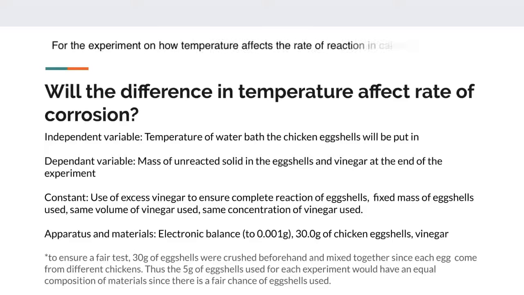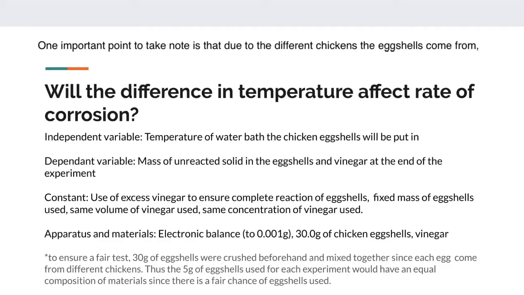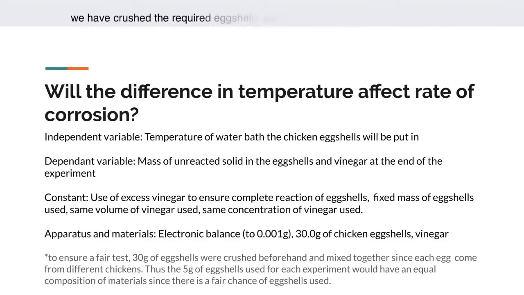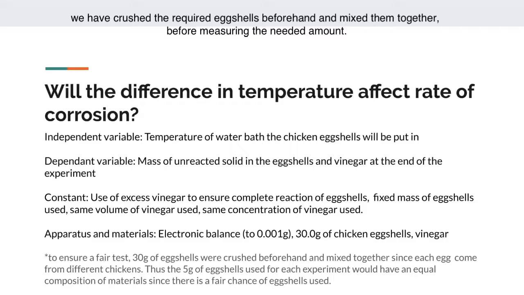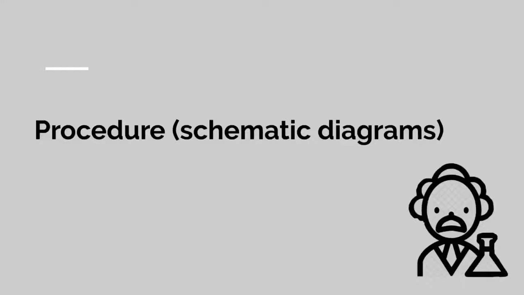For the experiment on how temperature affects the rate of reaction in calcium carbonate, I have stated some independent, dependent, and constant variables as shown in the slide. One important point to note is that due to the different chickens the eggshells come from, we have crushed the required eggshells beforehand and mixed them together before measuring the needed amount. This ensures that all the different eggshells will be used in the experiment, thus ensuring a fair test.